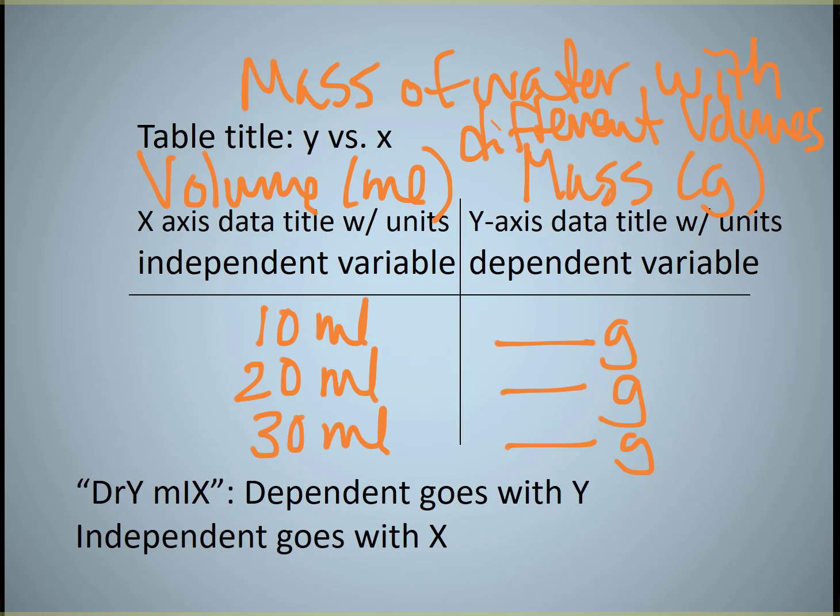To help you remember what goes with what, you can look at this little acronym DRY MIX. So the dependent variable goes with Y and the independent variable goes with X. So you know that if you have your x-axis here on the left-hand side, that is your independent variable. And if you have your y-axis here on the right-hand side, that would be your dependent variable.